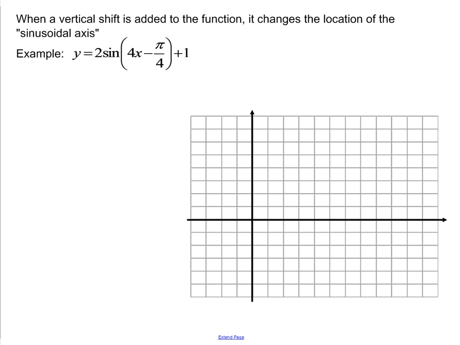Let's take a look at another sine cosine function. This time we're going to graph y equals 2 sine of (4x minus pi over 4) plus 1. In this case, we are going to have a vertical shift and a phase shift. So we're going to catalog all this information, list out what we need to know, and then produce the graph based on it.